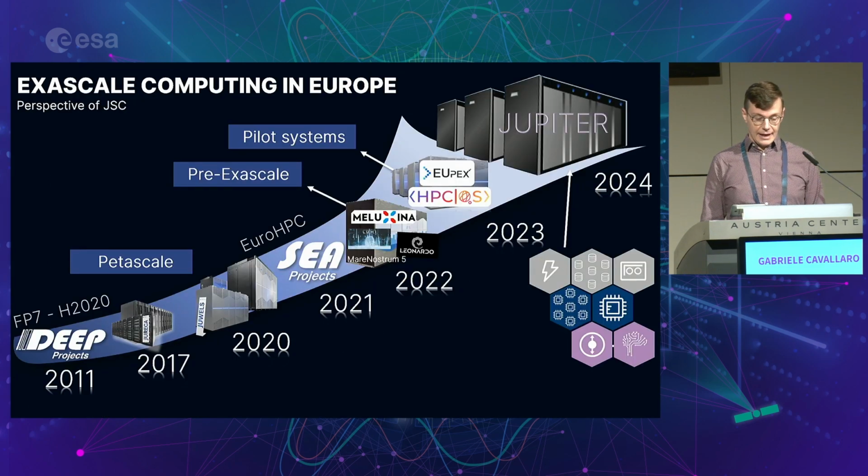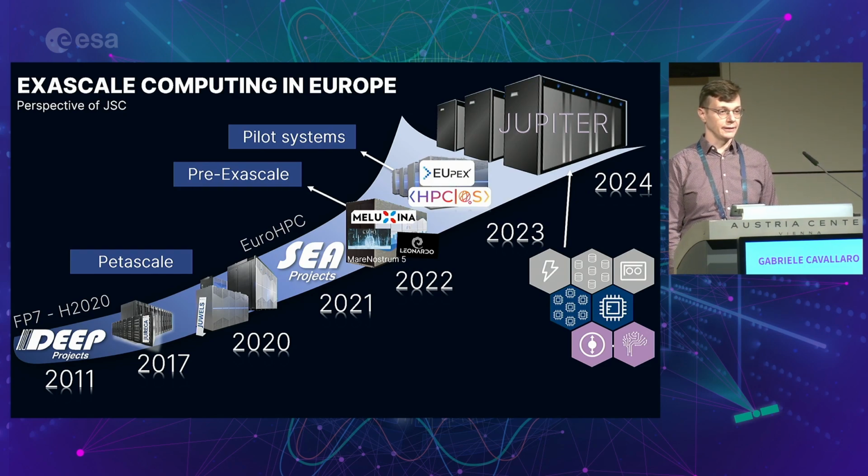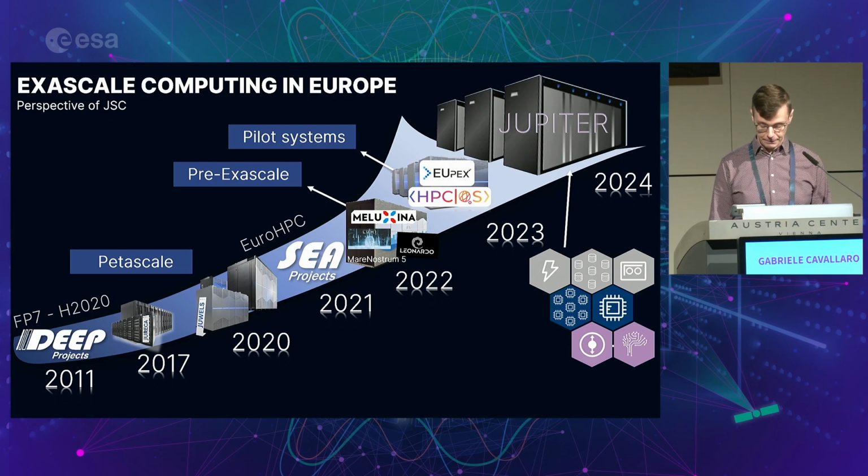So Exascale in Europe will be largely based on modular supercomputing. Here I show you the perspective that we have at the Jülich Supercomputing Center. We started in 2011 with the EU project DEEP, which got more than 120 million euro in funding. We went on to the project Software for Exascale Architecture, funded by the EuroHPC Joint Undertaking. Then we had the pre-Exascale machines. We have LUMI, CSC, Finland, we have Leonardo, CINECA, Italy, and we have MareNostrum 5, Barcelona Supercomputing Center, Spain.